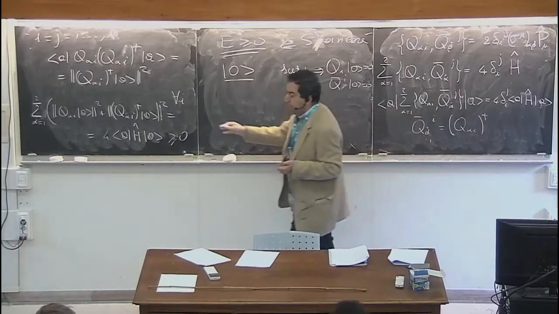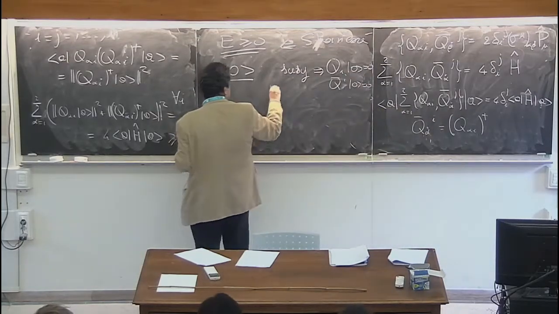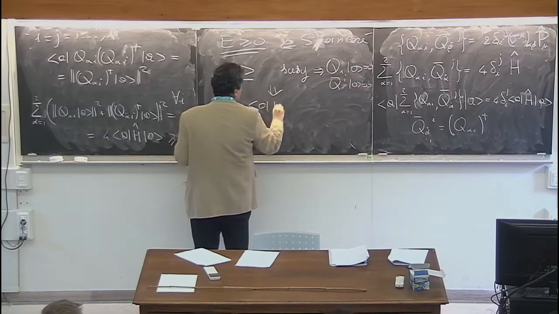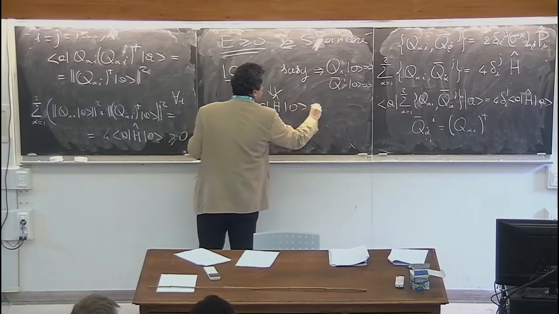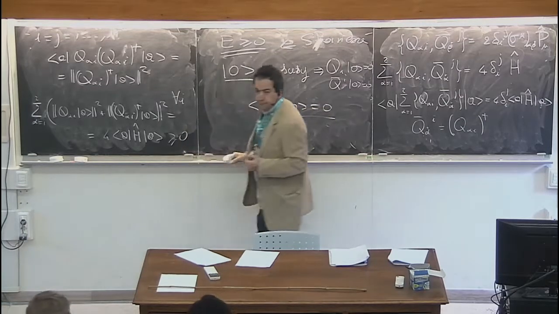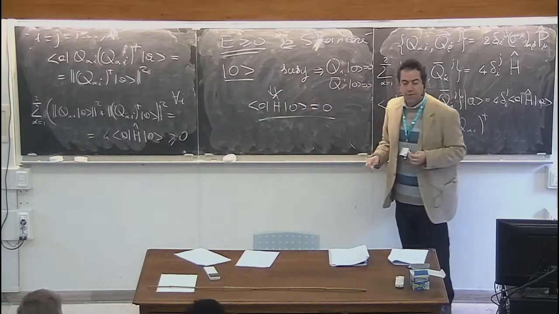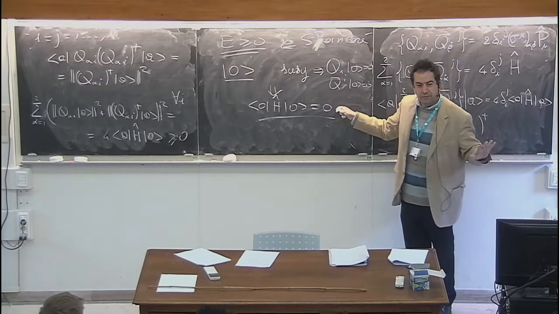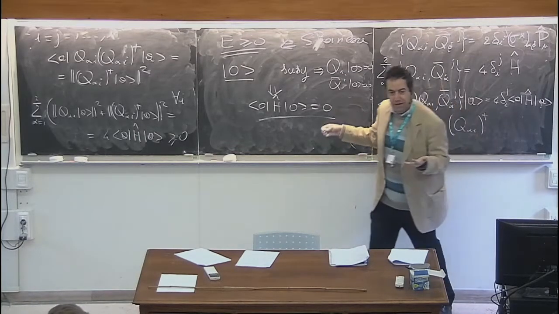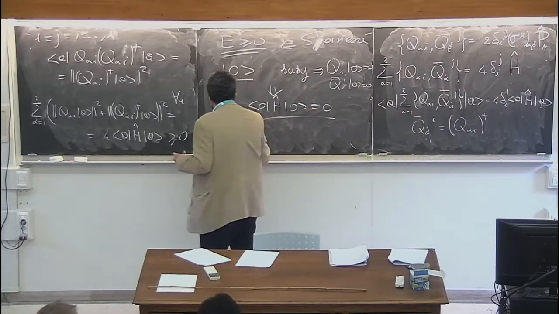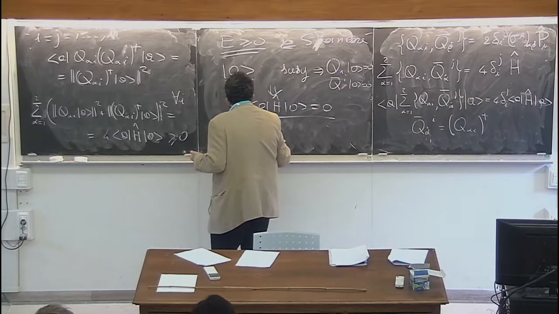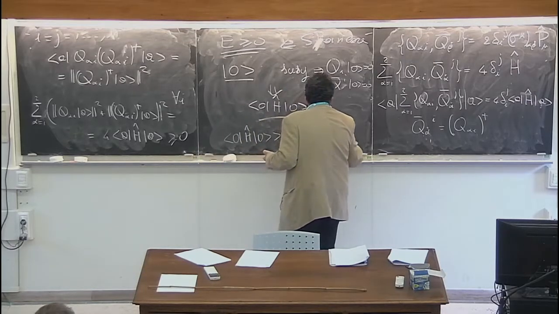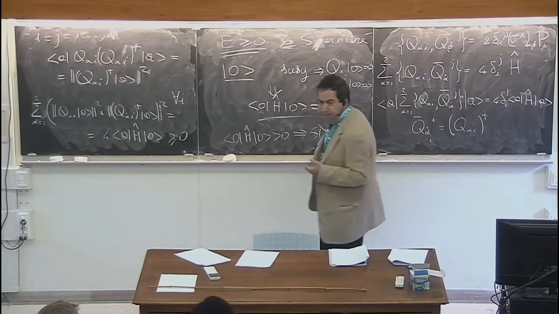Well, what does this imply? This implies that also the energy of the vacuum is 0. So if the vacuum has a positive energy, supersymmetry is broken. If we find the vacuum with positive energy, then this means that supersymmetry is broken. Okay?